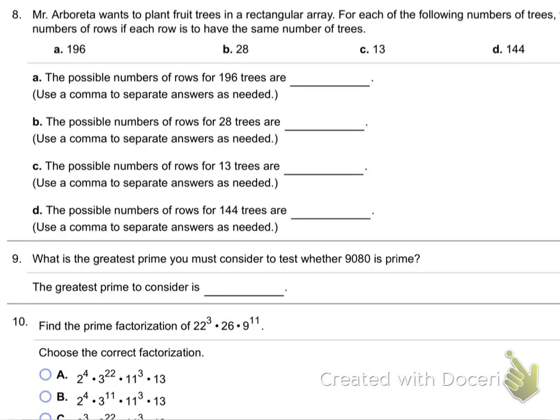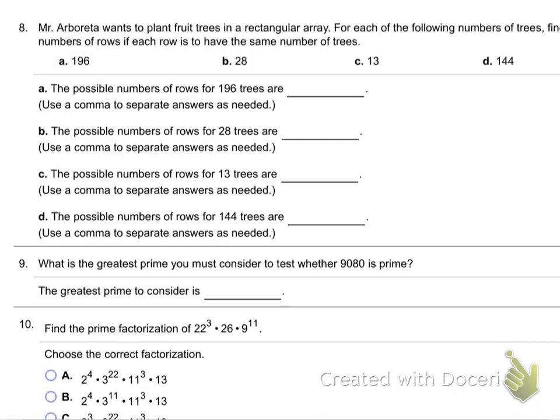Number 8, this is really the last one. 7 is not hard at all, and you'll be able to see it on the YouTube. But Mr. Arborita, all right, there we go. Mr. Arborita wants to plant fruit trees. So they're using Arbor Tree Day. They're being tricky here. All right. Mr. Arborita wants to plant fruit trees in a rectangular array. All right, let's start with a nice, easy 28. So if Mr. Arborita wants to plant his fruit trees in a rectangular array, he's got 28.